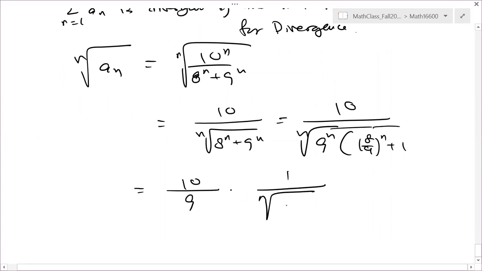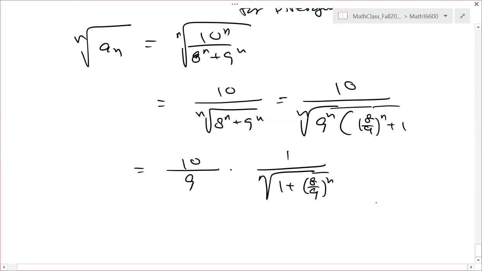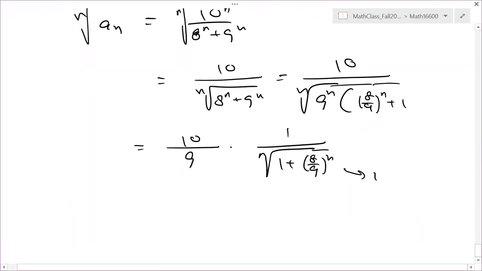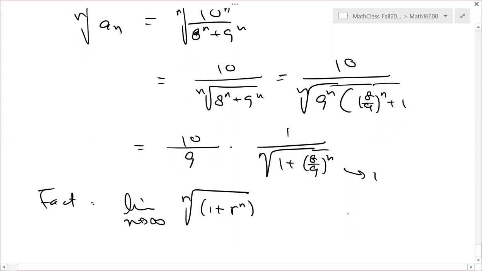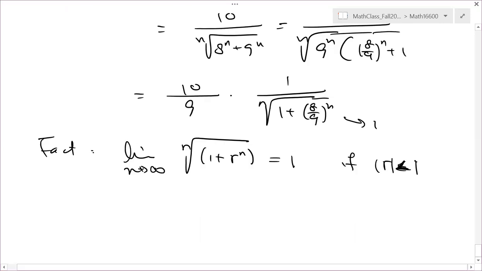You still have to figure out this. This limit goes to 1, but how do you know that, right? So here's a fact. The limit of the nth root of 1 plus r to the n is always equal to 1 if the absolute value of r is less than 1. Okay, but this is not easy to memorize, so you have to prove it. And here r is 8 over 9. I did that before in one of the review classes. I show you how to do that.